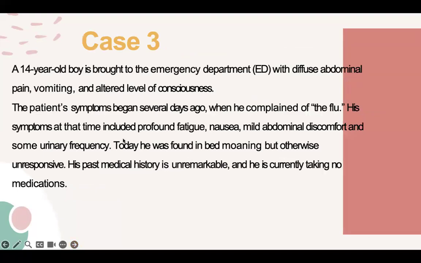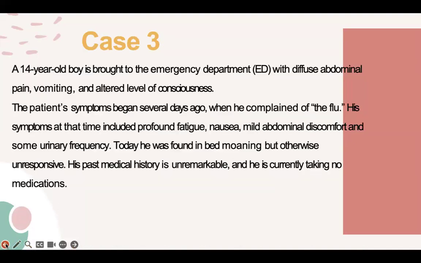So this is one more case. A 14-year-old boy is brought to the emergency department with diffuse abdominal pain, vomiting, and altered level of consciousness. The patient's symptoms began several days ago when he complained of flu. His symptoms at that time included profound fatigue, nausea, mild abdominal discomfort, and some urinary frequency. Today, he was found in bed, moaning but otherwise unresponsive. His past medical history is unremarkable and he is currently taking no medications.